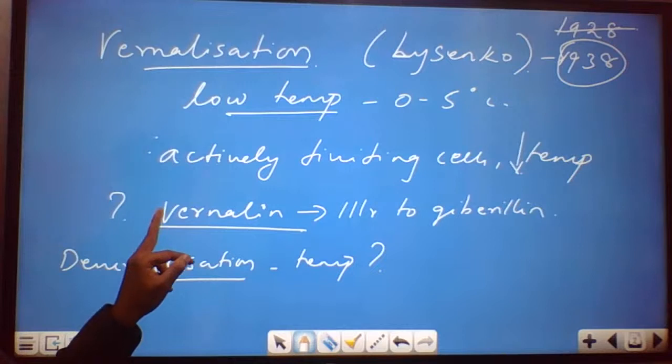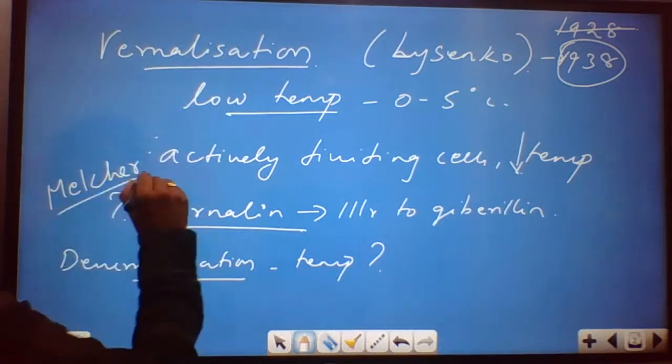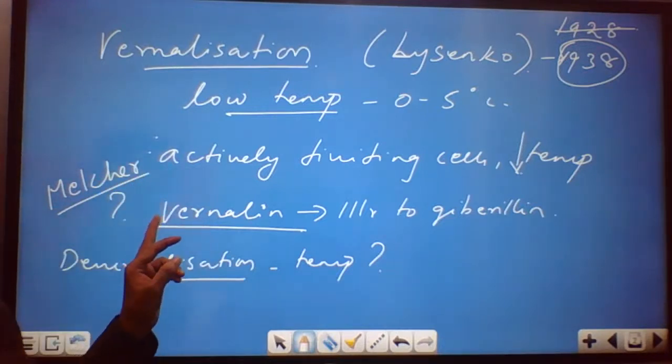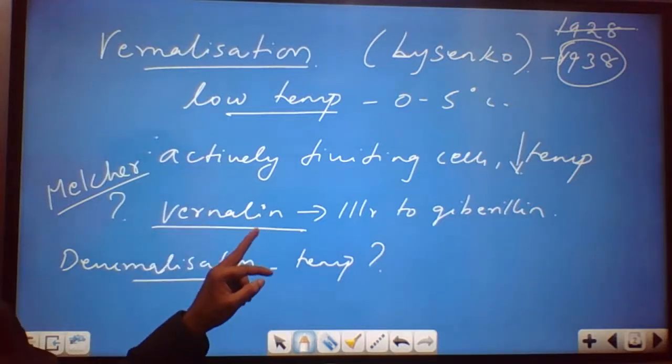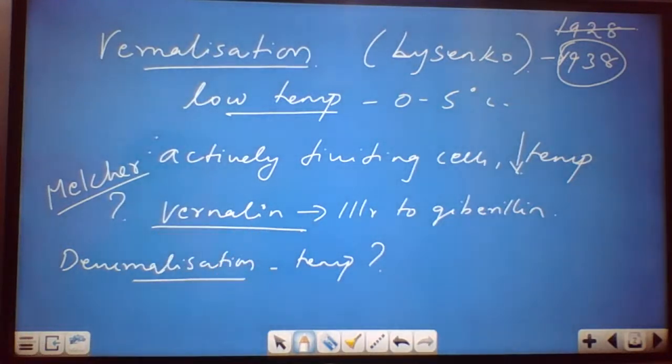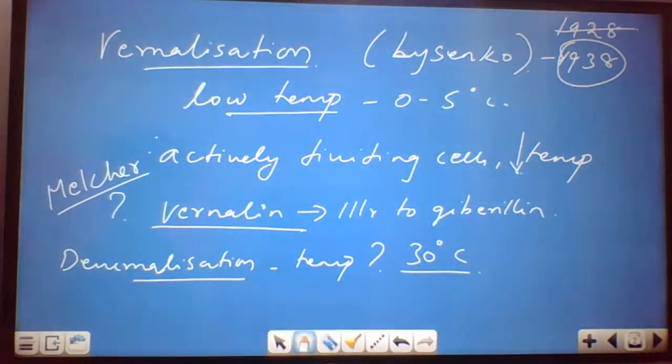So who first identified vernalin? Vernalin was identified by Melcher. Melcher is the person who first identified this hormone called vernalin hormone. Devernalization is the reversion of the process. The reversion of the process that you usually give at 30 degrees C. So you expose it to 30 degrees C, where the devernalization process can be identified.